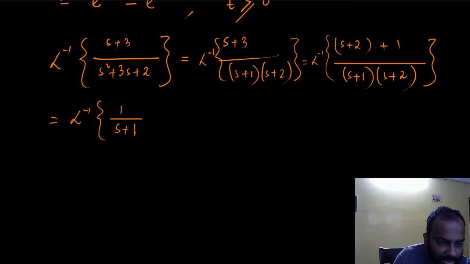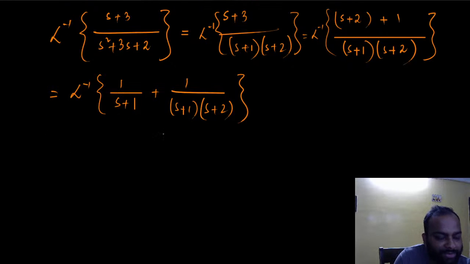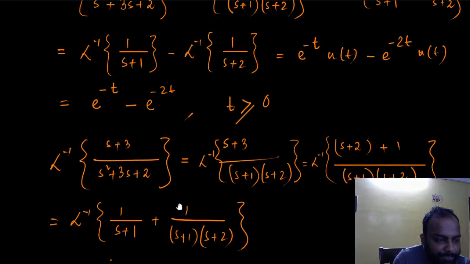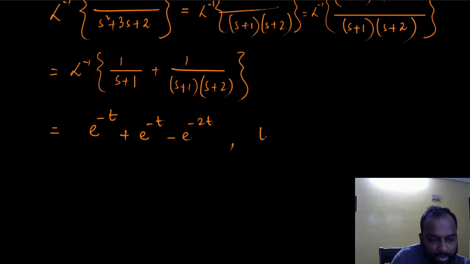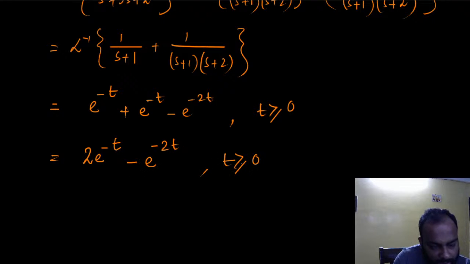So I think you understand this. If you don't understand this, then you won't be capable of doing the inverse Laplace transform. So now the idea is that we know the inverse Laplace transform of this portion, that's just e to the power minus t. And we also calculated moments ago the inverse Laplace transform of this. So let's write that here. That's plus e to the power minus t minus e to the power minus 2t. Of course, I'm not going to write u(t). So this is 2 e to the power minus t minus e to the power minus 2t, where time is t greater than or equal to 0.